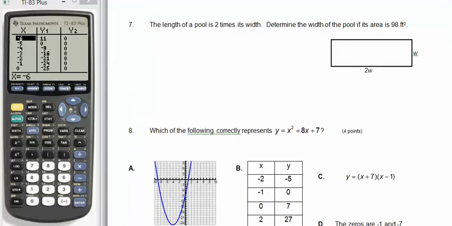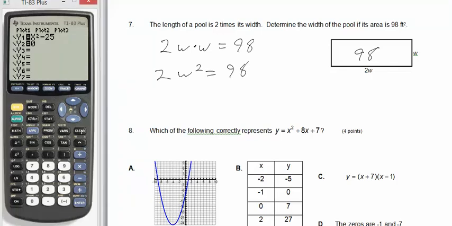So the length of the pool is 2 times its width. Determine the width of the pool if the area is 98 feet. So remember, area is length times the width. So it would be 2w times w equals 98. So w times w is w squared. So 2w squared equals 98. Now we can solve this by hand, and I will show you in a minute. But remember, you can also just do it this way.